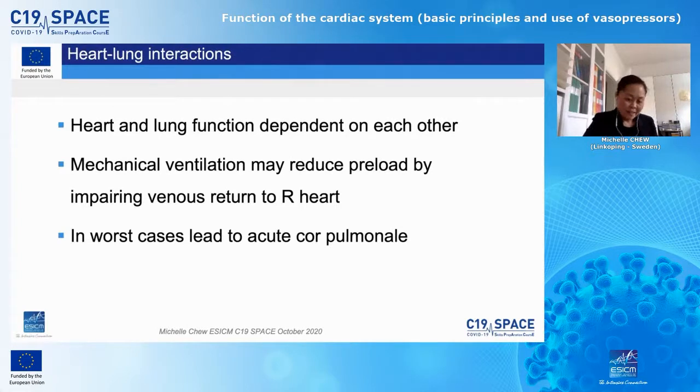So the heart and the lungs are actually connected in series. They are not independent of each other. So both are dependent on each other. Putting a patient on mechanical ventilation with high positive airway pressures may actually compromise the circulation by increasing intrathoracic pressure. And the increase in intrathoracic pressure then reduces preload by impairing venous return to the right heart. In the very worst cases, this may actually lead to a condition called acute cor pulmonale, which is a medical emergency.